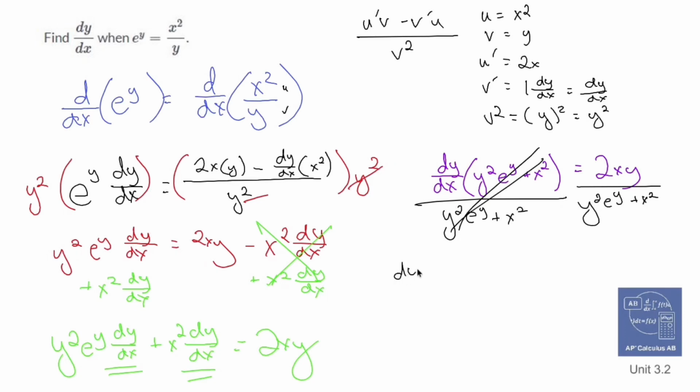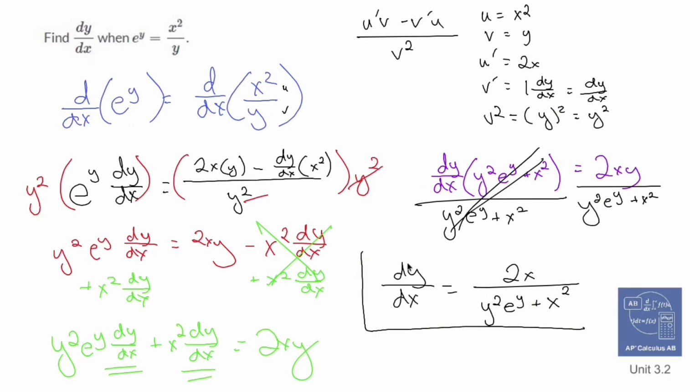And I'm left with dy/dx equals 2xy over y squared e to the y plus x squared. And that's all I have to do here. I mean, not that it's all I have to do. It's not an easy problem, not by any stretch of the imagination, but it's not like I have to plug in numbers or anything like that. We just get a really gross looking answer. And that's what you get. Fun.